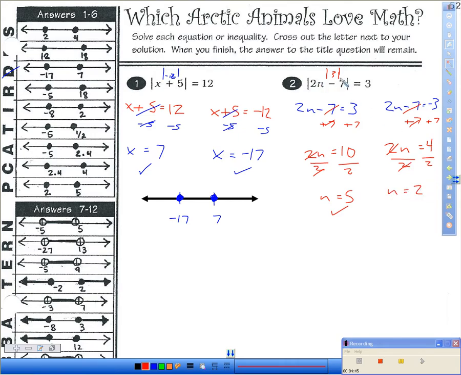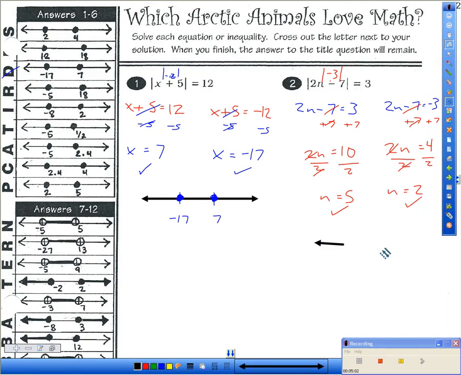Well, let's check that. 2 times 2 is 4. 4 minus 7 is negative 3. So on the left side of the equation, we get the absolute value of negative 3. Well, if we simplify that, we do get 3. 3 equals 3, so we know that 2 is correct also.